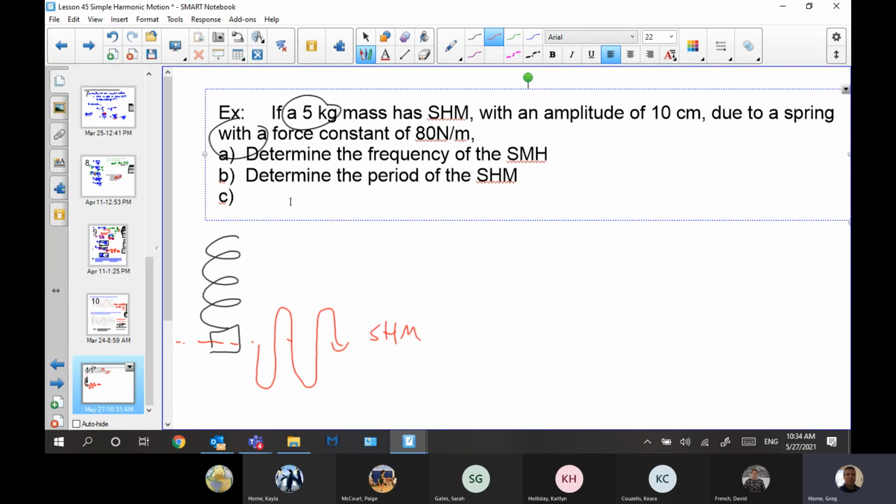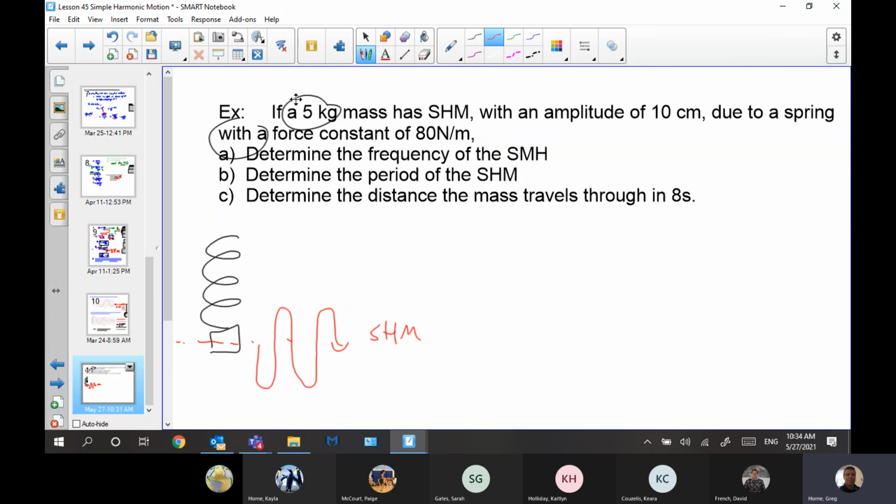And so the kind of question you're going to see in the homework now and then, so I'm adding this in, is determine the distance the mass travels through in 8 seconds or something. I don't know, just choosing numbers at random more than anything here.